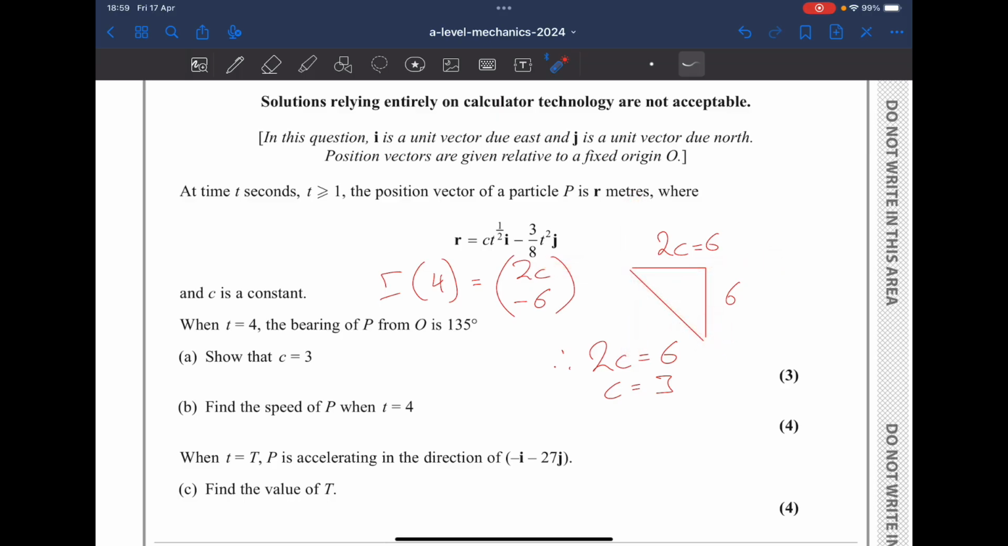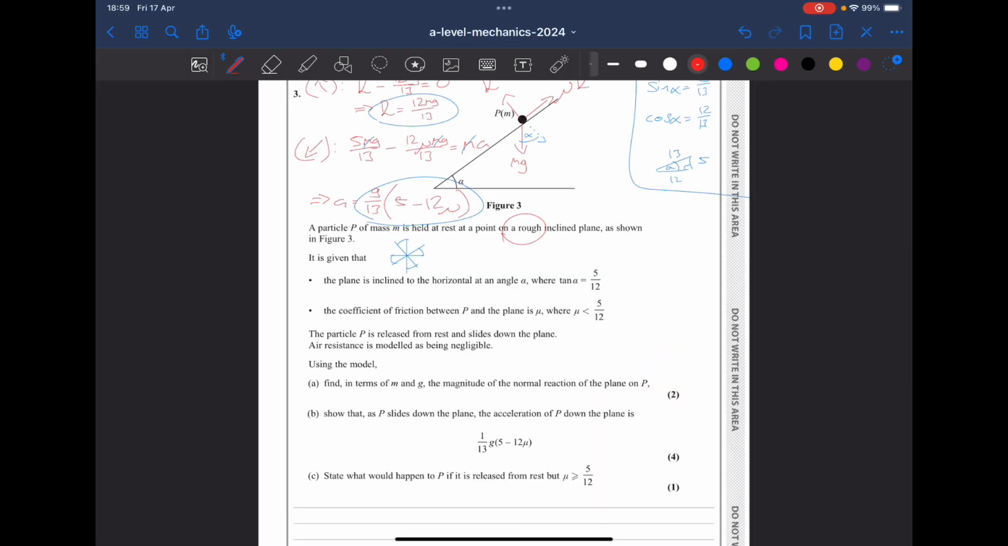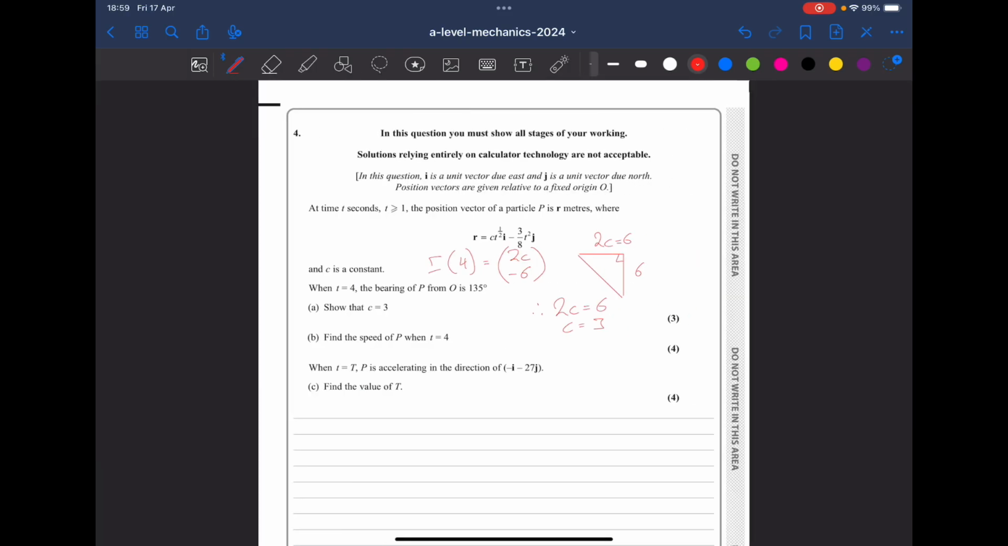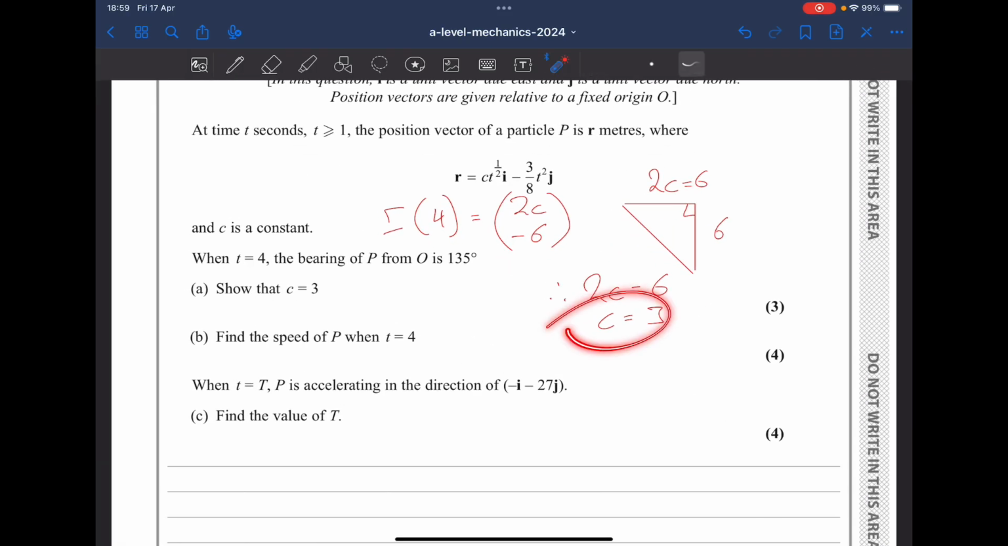Nice and straightforward. We'll put the right bit in there though. Yeah, show C is 3. That's always a good sign.